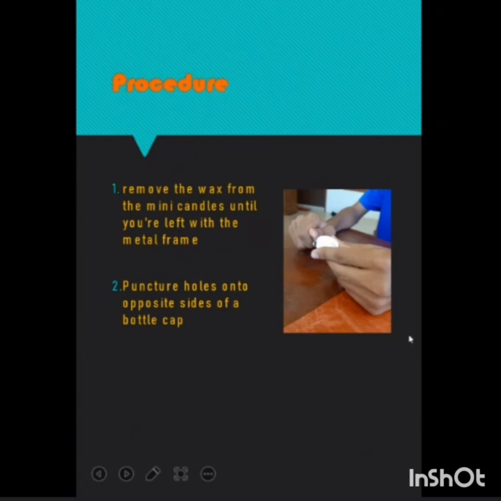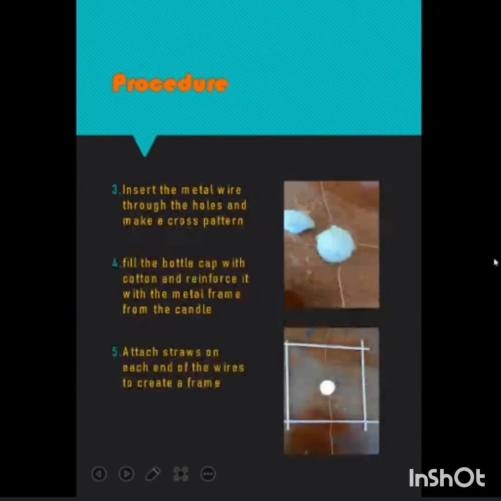Procedure. First, remove the wax from the mini candles until you're left with the metal frame. Second, puncture holes into the opposite sides of the bottle cap. Next, insert the metal wire through the holes and make a cross pattern. Then, fill the bottle cap with cotton and reinforce it with the metal frame from the candle. Then, attach straws on each of the wires to create a metal frame.